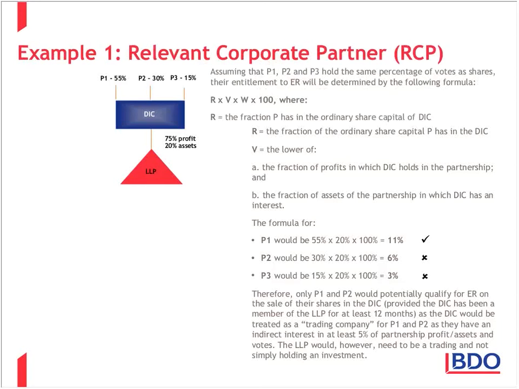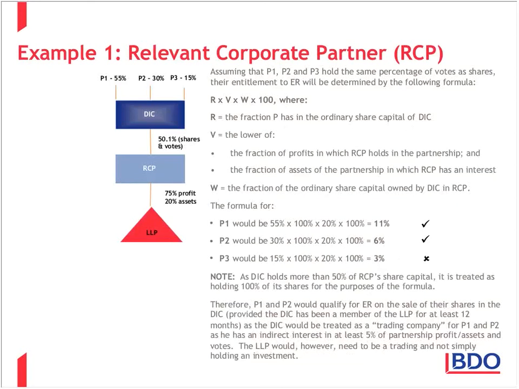So we come on to the next example, which is example 1 here. An indirect interest may be held via a relevant corporate partner, which is defined as a company which is part of the same group as the direct interest company, and which is also a member of the partnership. For such structures, we need to consider 2 more formulae. So let's look at more examples here, which again will hopefully make the position clearer.